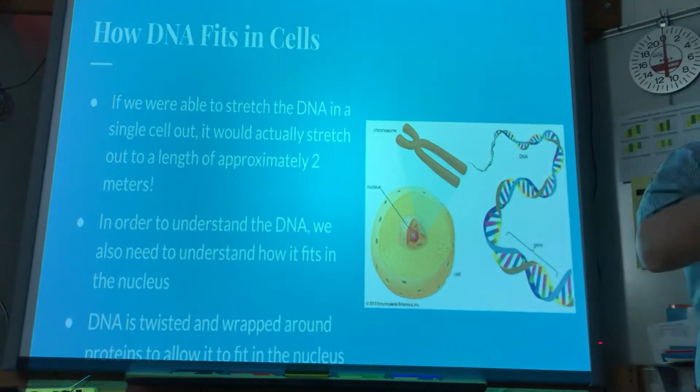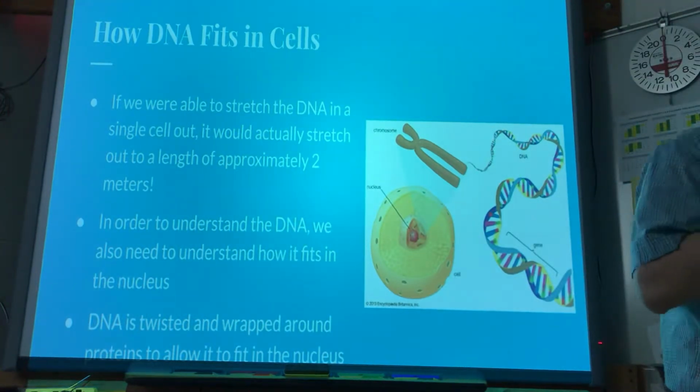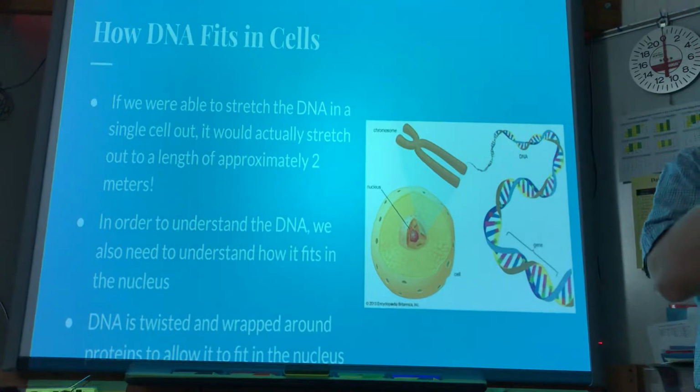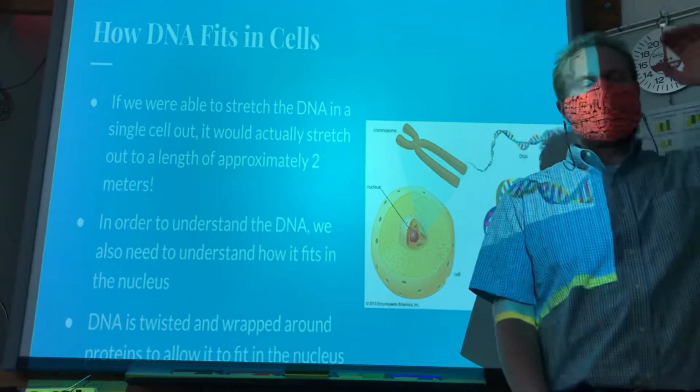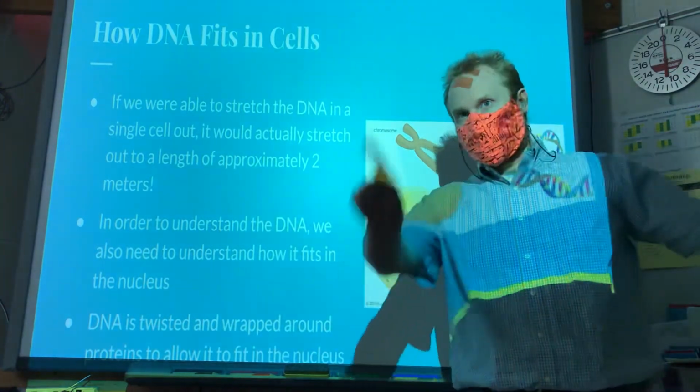I'm about 2 meters tall. Mr. DeBoer probably is 2 meters tall, would be my guess. I'm serious about Mr. DeBoer. Not quite, but closer than I am. So one cell in your body has about the same end-to-end amount of DNA as Mr. DeBoer is tall. That's in one cell.